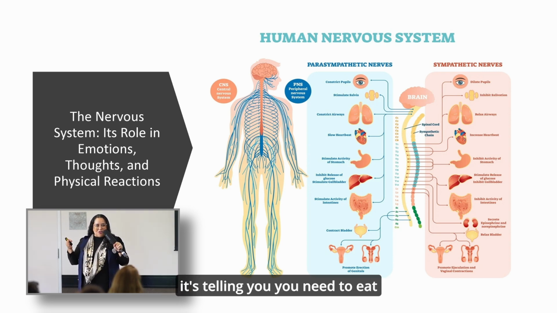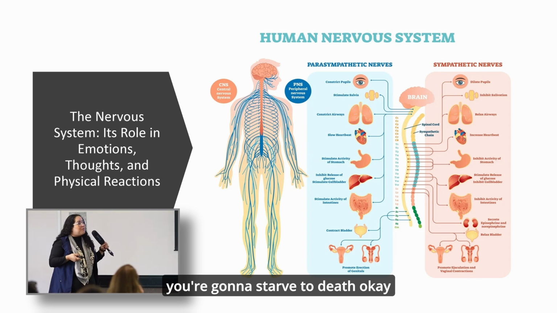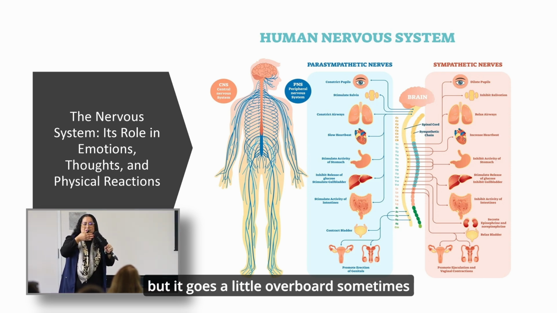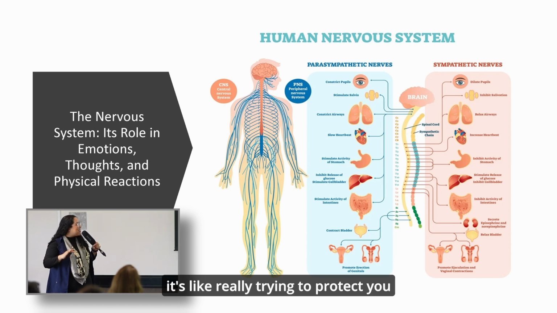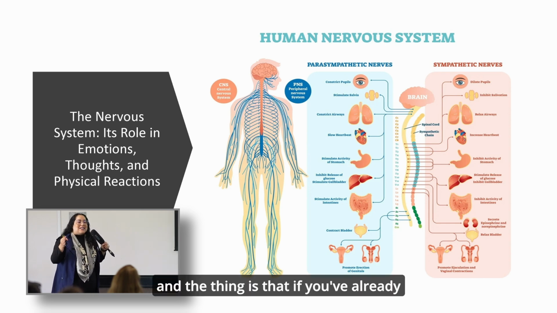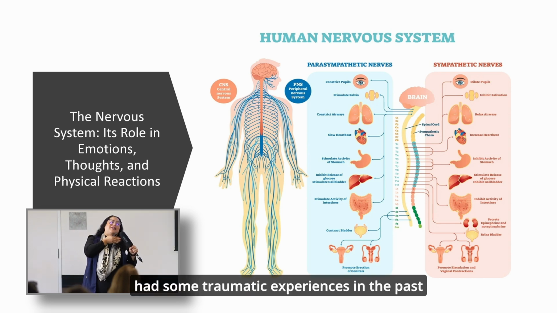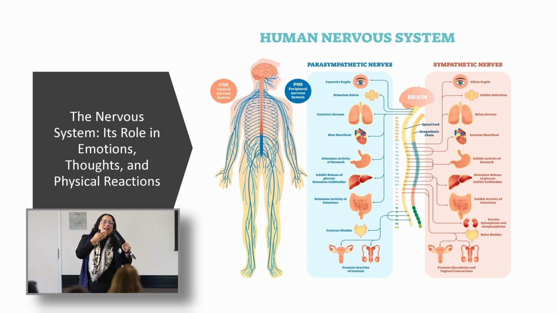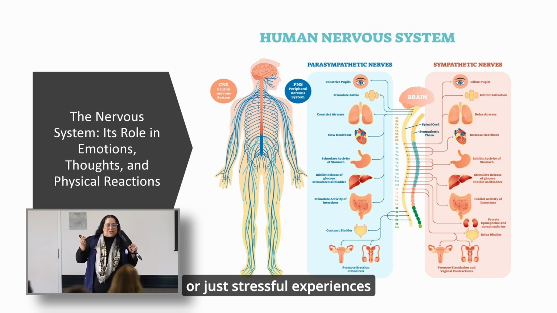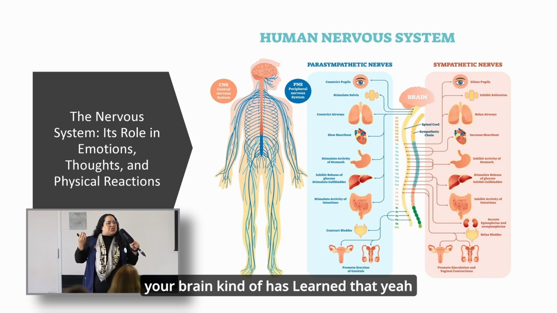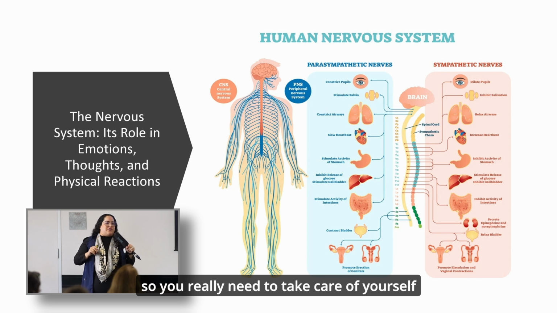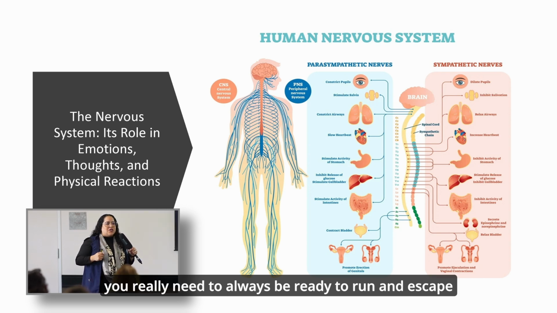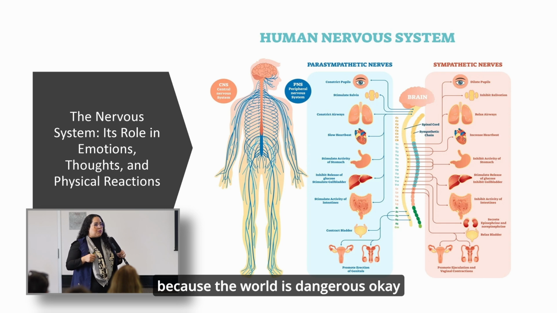It's telling you, you need to eat, you're gonna starve to death, okay? But it goes a little overboard sometimes. It's like this helicopter parent, really trying to protect you. And the thing is that if you've already had some traumatic experiences in the past, or just stressful experiences, your brain has learned that your life is dangerous, so you really need to take care of yourself. You really need to always be ready to run and escape because the world is dangerous, okay?